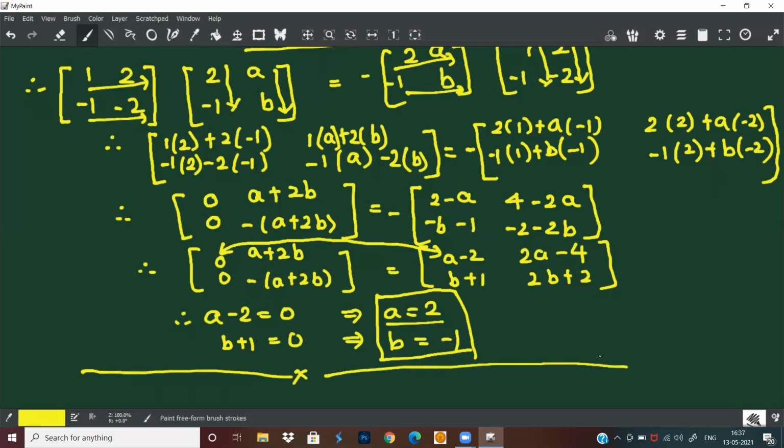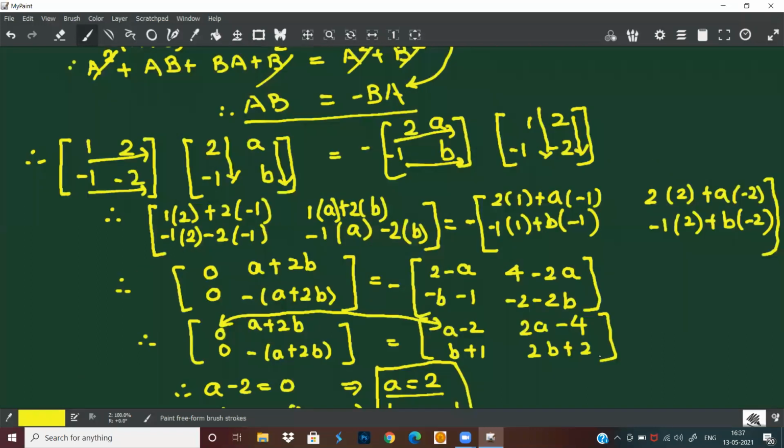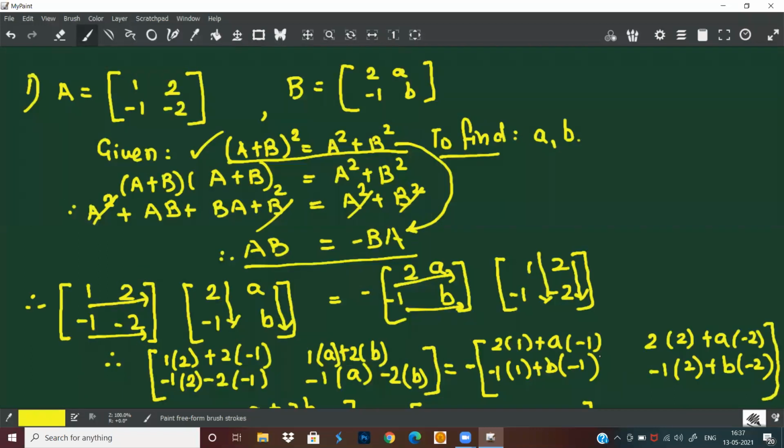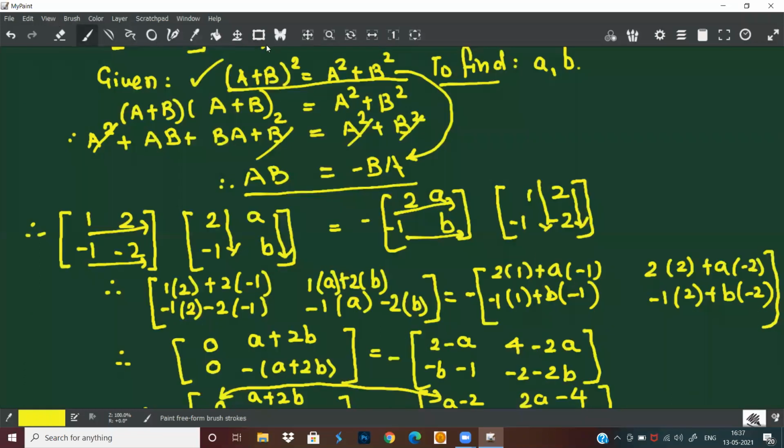Anybody writing, copying, solving? Done. See, this is how I started. A was given, B was given, given condition I started. And rather than finding A plus B, then multiplying that, then finding A square, then finding B square, and then equating, this is much easier.